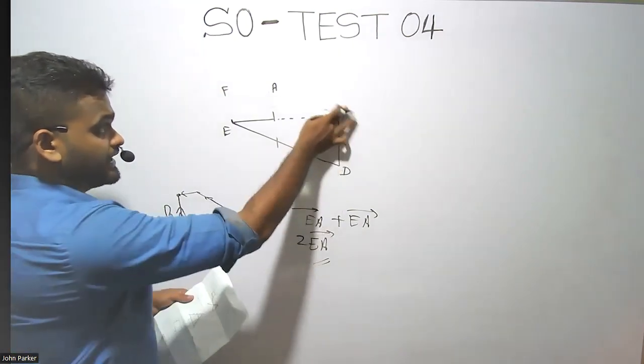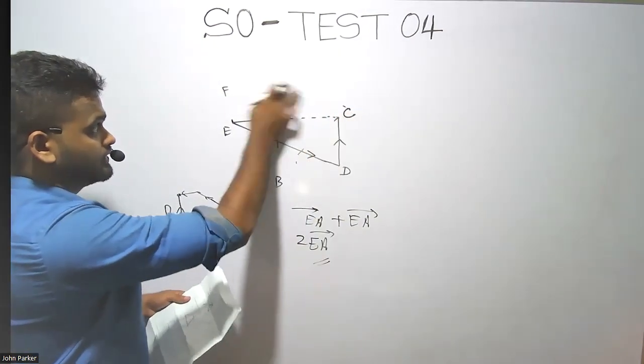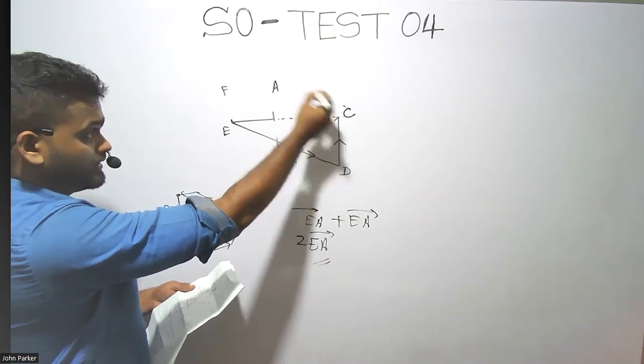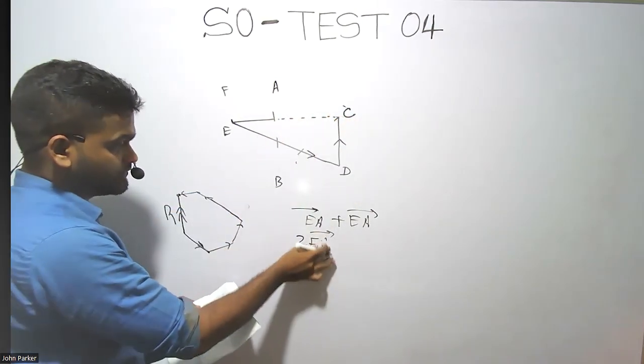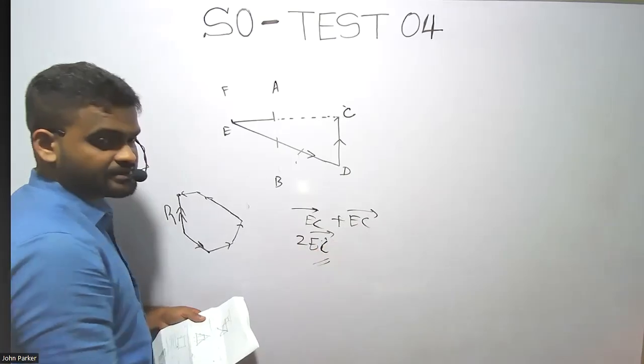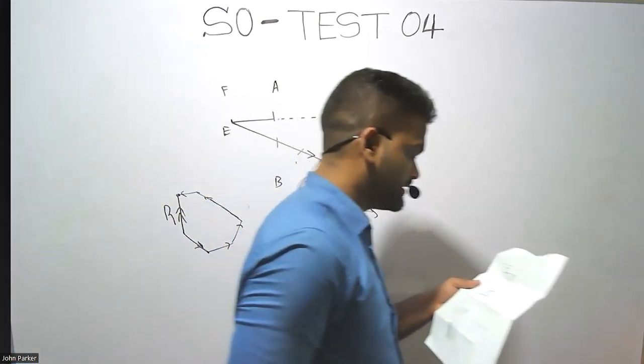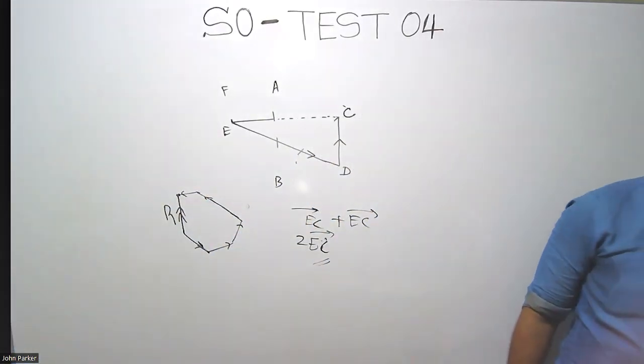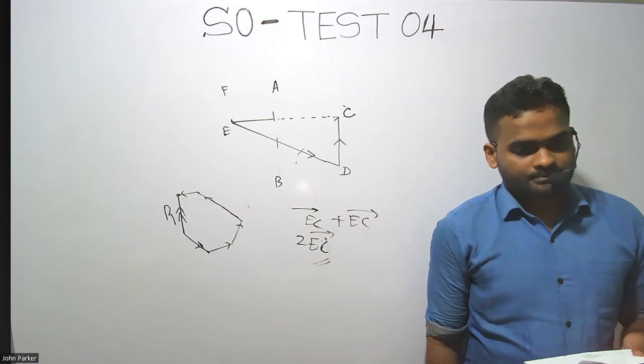Sorry, not A here, this is C here, right? I think here it is A. Here it is C, right? So it should be EC. EC plus EC, 2EC, right? So that's the second answer.